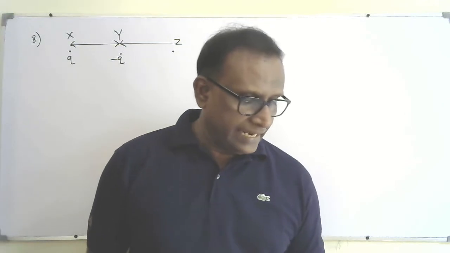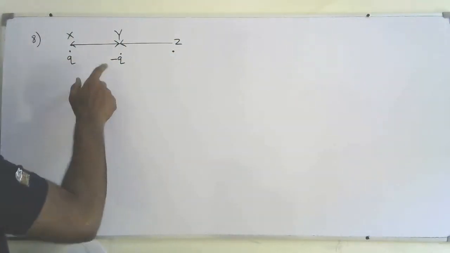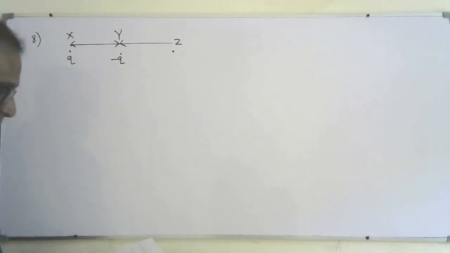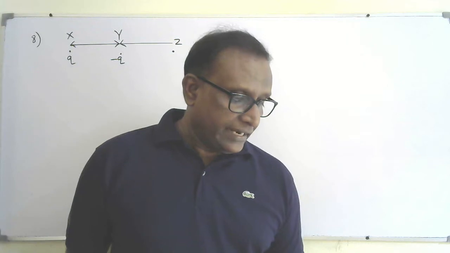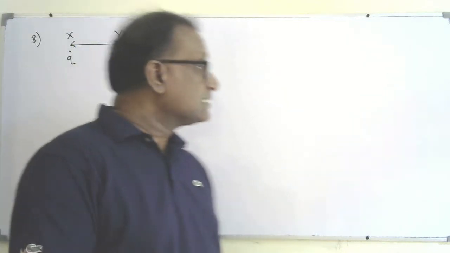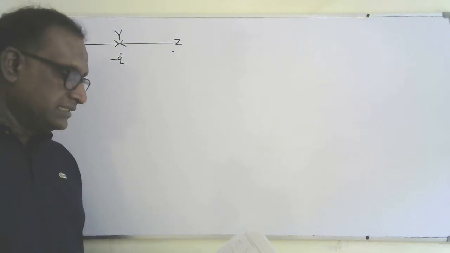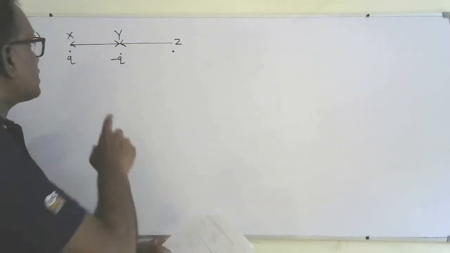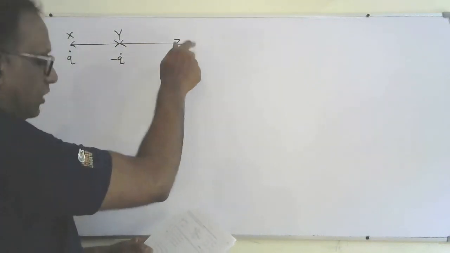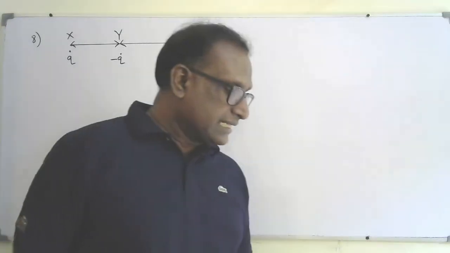Okay, question number 8. Point charges plus Q and minus Q, this is positive Q, plus Q and minus Q, are placed at X and Y respectively. When another charge is placed at Z here, the resultant force on the charge at X becomes 0. Distance XY is equal to YZ. Which of the following is the charge placed at Z?